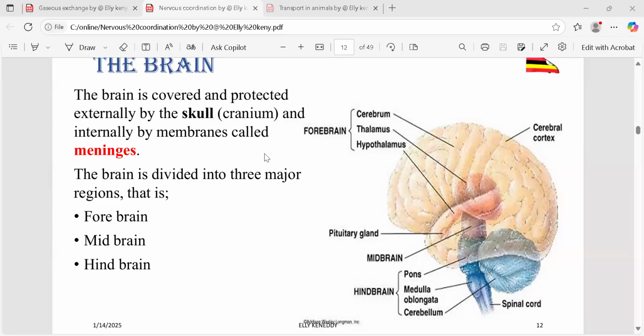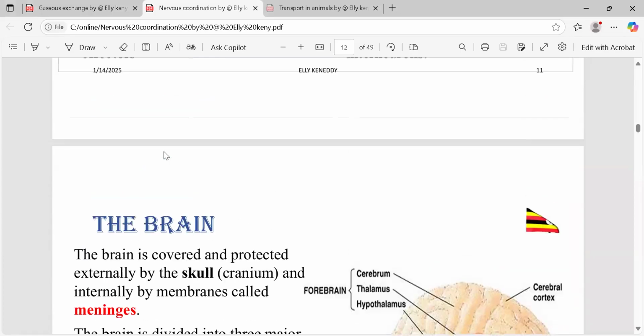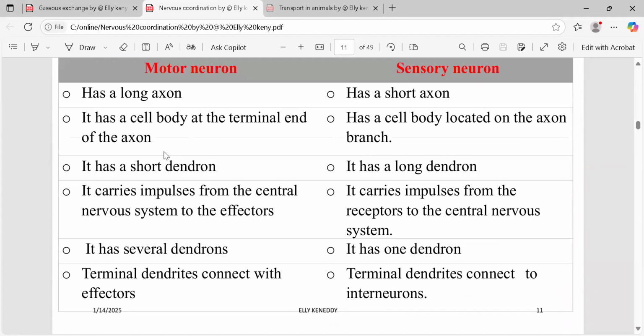I'll share the notes. Okay, someone wants to go briefly to this. Okay.